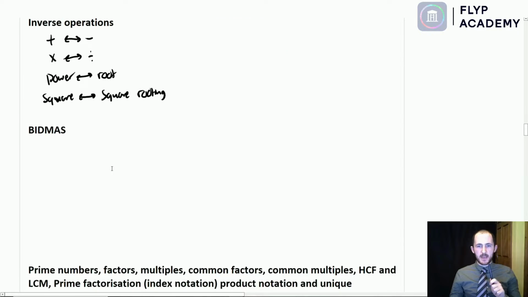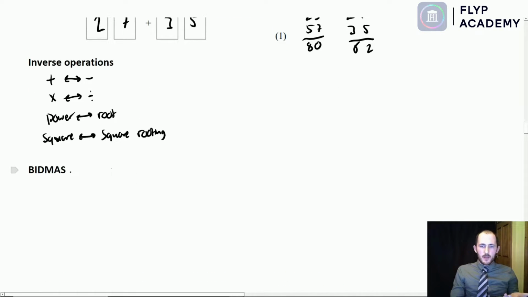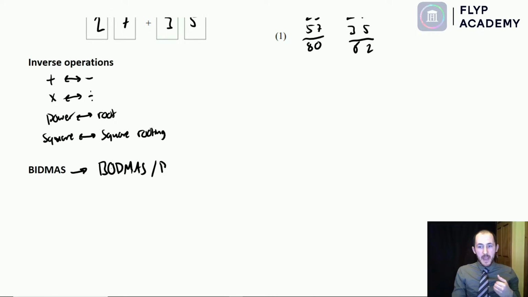Next is BIDMAS. Now, depending on what school you go to, what country, and etc., you may have seen this written as BODMAS or PEMDAS or anything else. It's all the same thing, okay? So BIDMAS just tells you what order you should do something in.